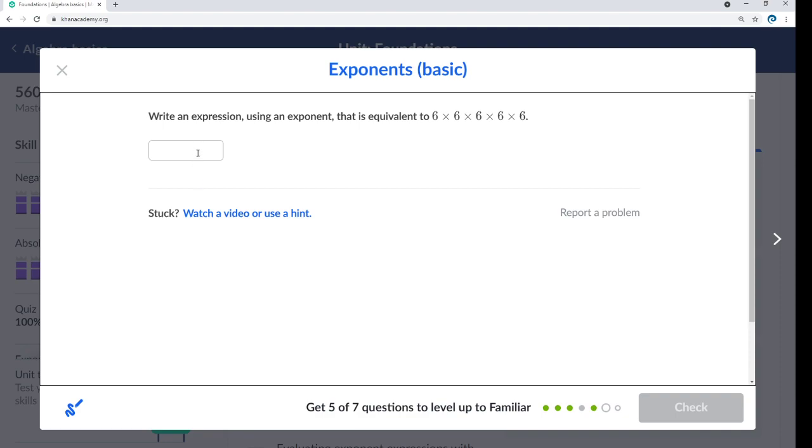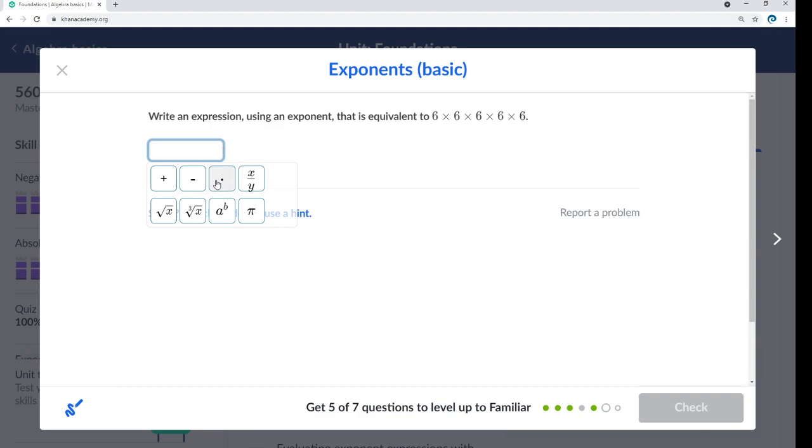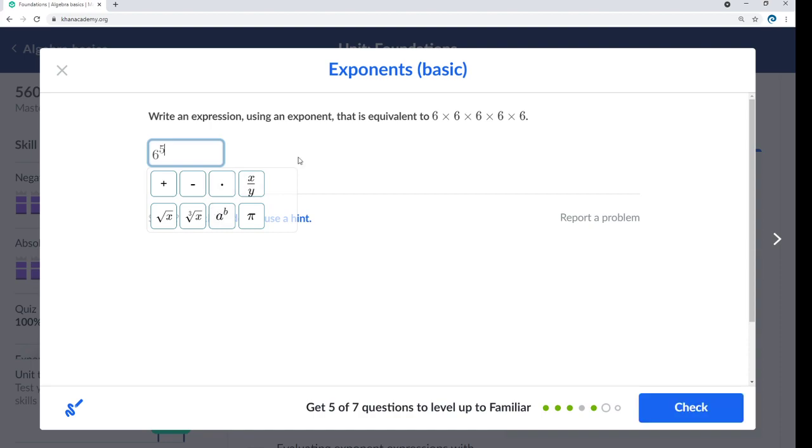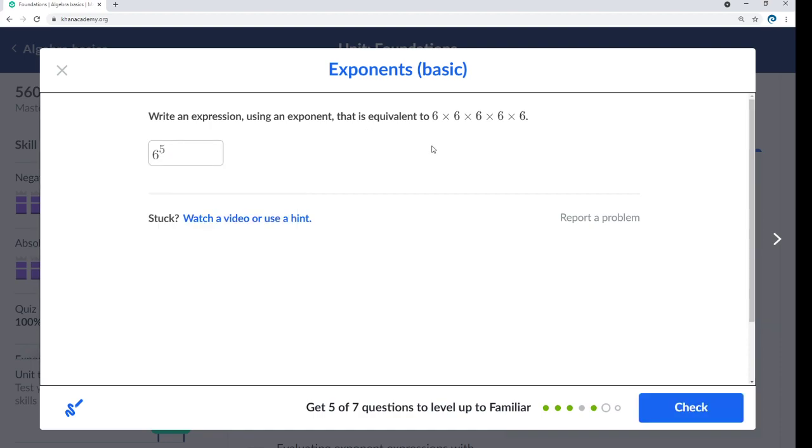Okay, write an expression using an exponent that is equivalent to 6 times 6 times 6 times 6 times 6. So there's 1, 2, 3, 4, 5 6s. So it'd be 6 to the 5th. All right.